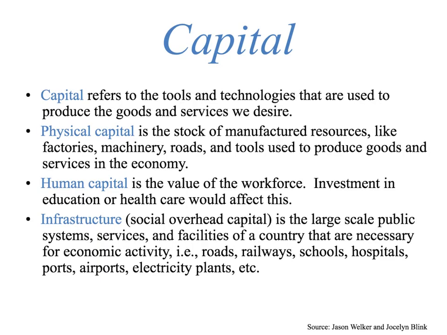Capital. Capital refers to the tools and technologies that are used to produce goods and services that we desire. There are two types of capital. Physical capital, in a country on the broad sense, is the stock of manufactured resources like factories, machinery, roads, and tools used to produce goods and services in an economy. So think about factors of production at a macroeconomic level, which is to say a countrywide level. The quality of the roads, the machinery, the factories, the tools that produce goods in an economy would be considered the physical capital. The human capital is the value of the workforce.